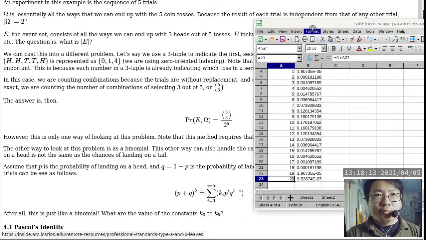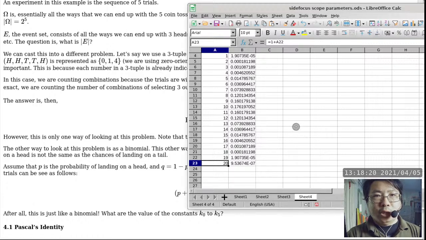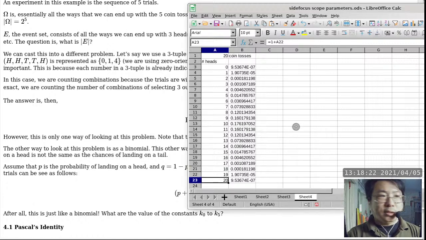Okay. So the first thing we want to do is to visually look at the numbers, and ask: do we notice anything kind of interesting about these numbers?